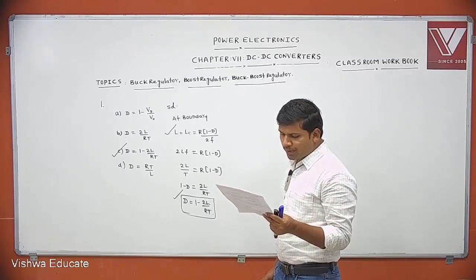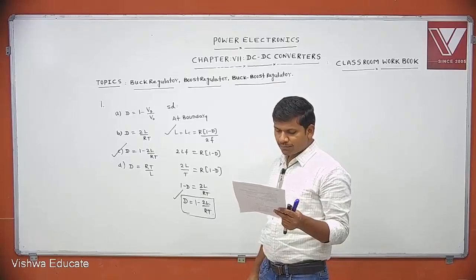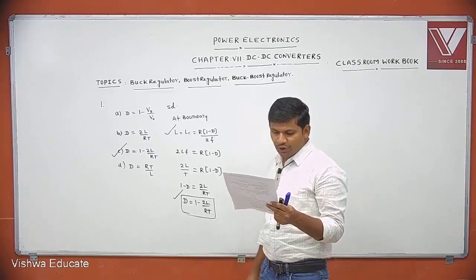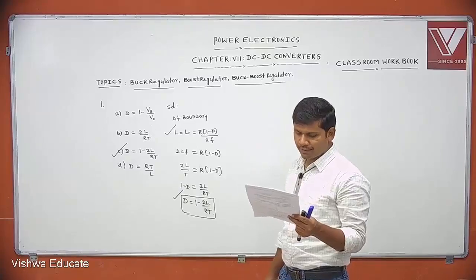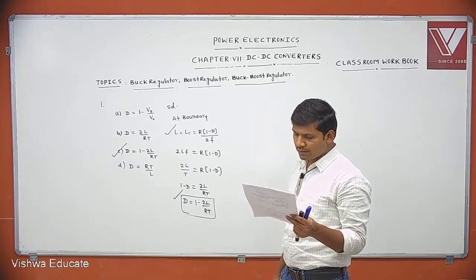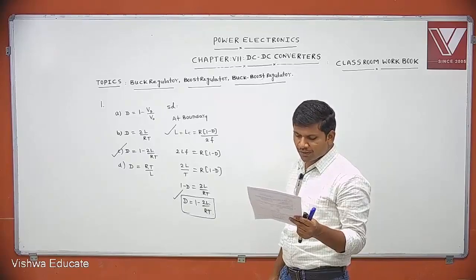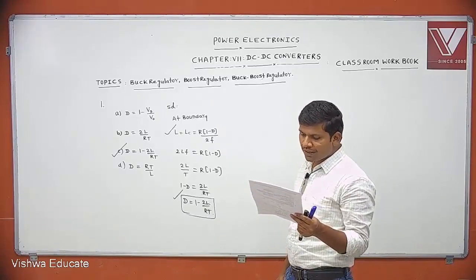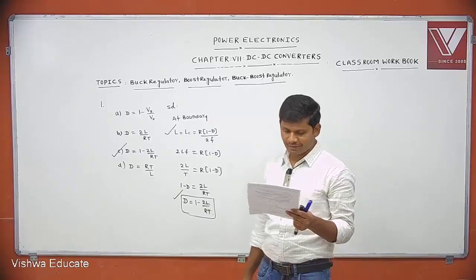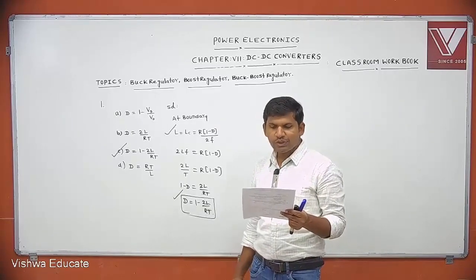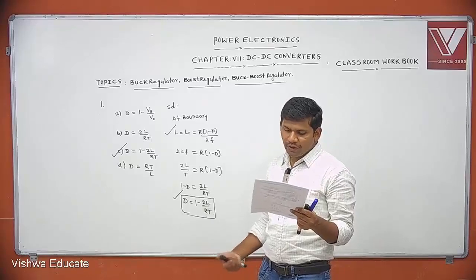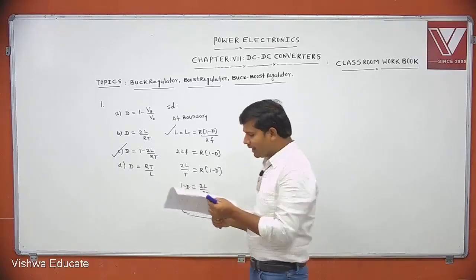Figure shows a chopper operating from 100 volts DC input. The duty ratio of the main switch S is 0.8. The load is sufficiently inductive so that load current is ripple free. The average current through the diode D under steady state is dash.